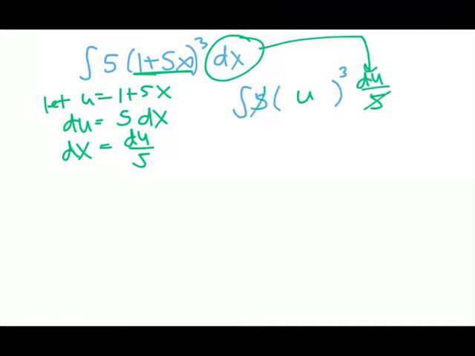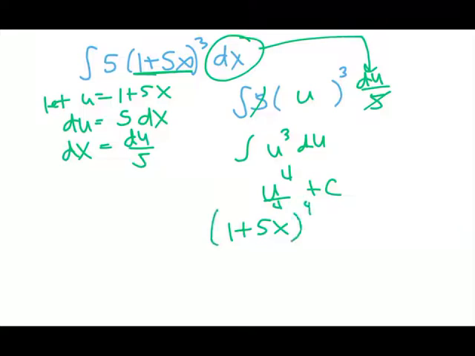So those two 5s are going to divide out. So what I have is the integral of u to the third du, which is u to the fourth over 4 plus c. And then we could substitute back in what u was. u was 1 plus 5x, so we get 1 plus 5x, quantity to the fourth, over 4 plus c.